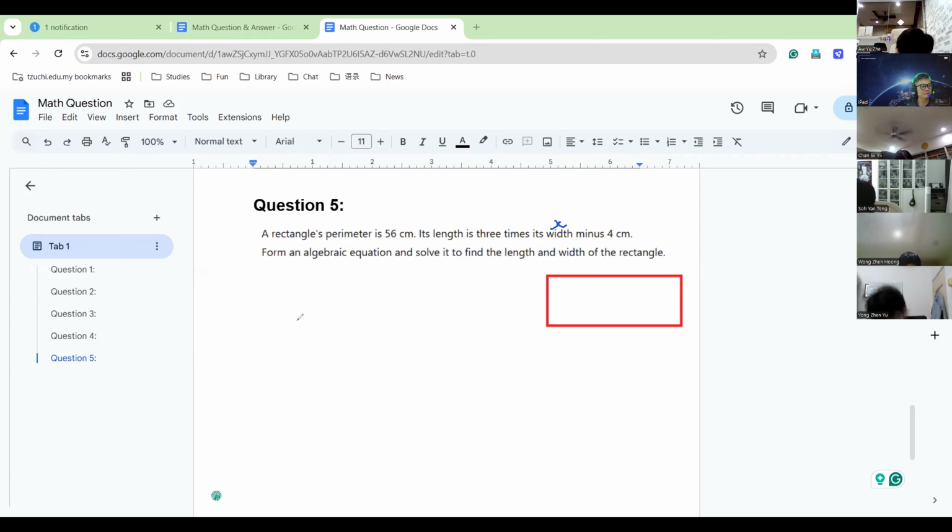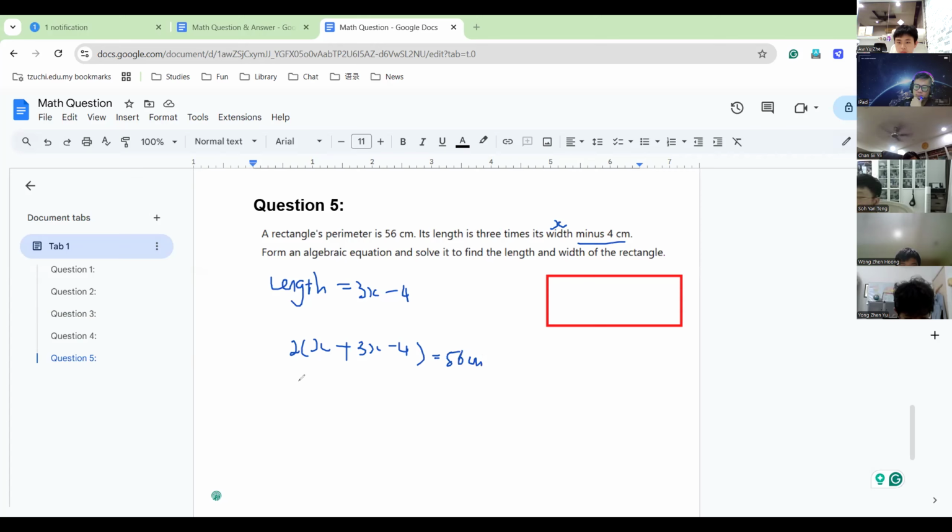Okay, let's start. So to do this question, I set the width as x first, and by looking at the question, we can get the equation, which is length is 3x, which is 3 times the width, minus 4. Then using the perimeter formula, which is length plus width times 2, we will get 2x, which is the width, plus 3x minus 4, which is the length, and equals 56 cm.